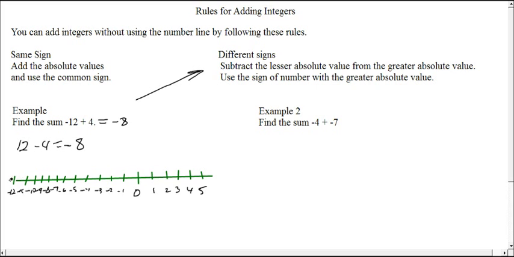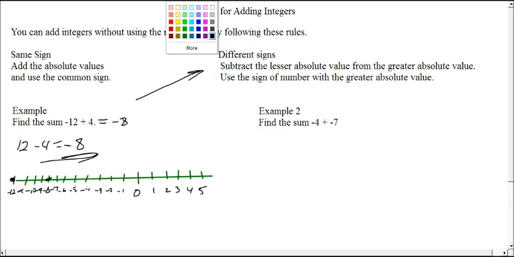So we're starting here at negative 12, and we are adding to it plus 4. What that means is going to the right. So we will add 1, 2, 3, and we will stop here at negative 8. So we prove with the number line that if we add 4 to a negative 12, we will end up at negative 8.